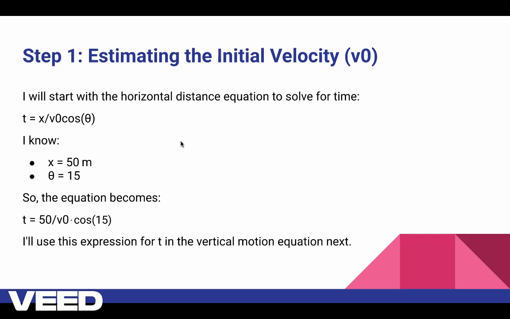So when I approached this, I listed out the steps I did to solve. So first I estimated the initial velocity. I started with the horizontal distance equation to solve for time, which is shown. And I knew that the horizontal distance is 50 meters and the angle is 15 degrees. I also just took my best guess with this since I do not have exact numbers. So I substituted the values that I knew and put that into the equation. So the equation becomes as shown. And then I'll use this expression for t in the vertical motion equation on the next slide.